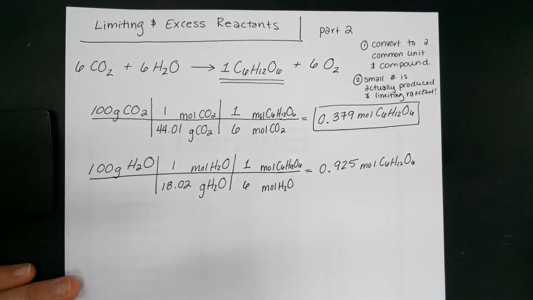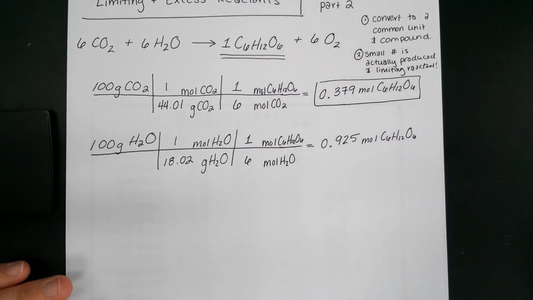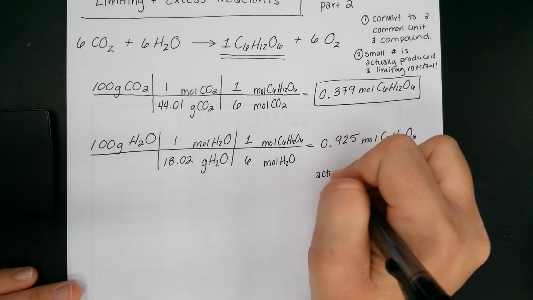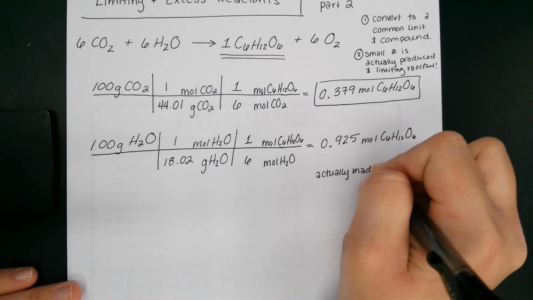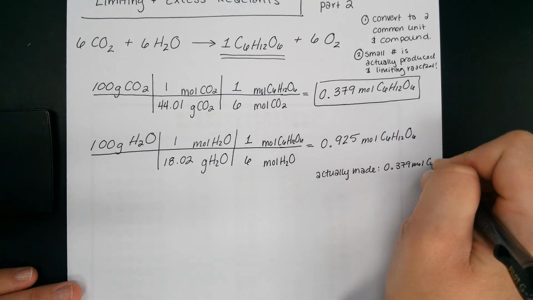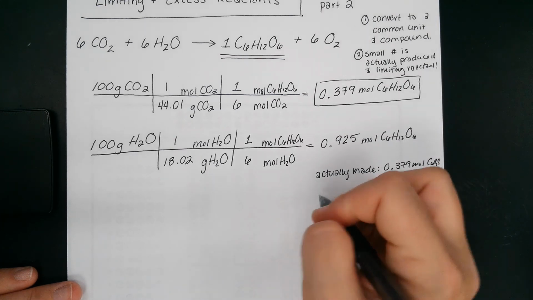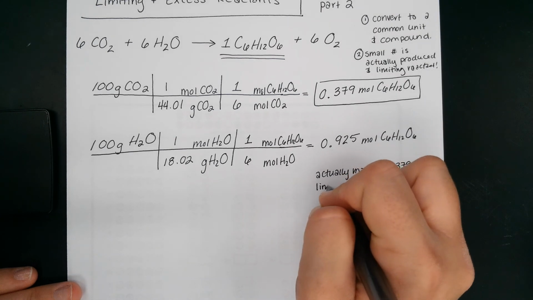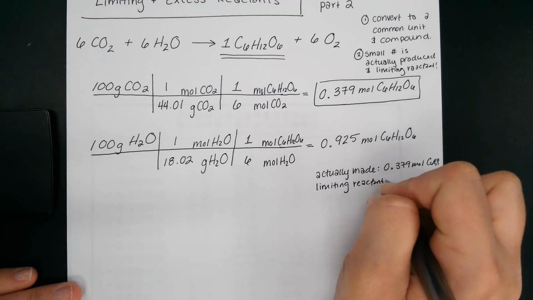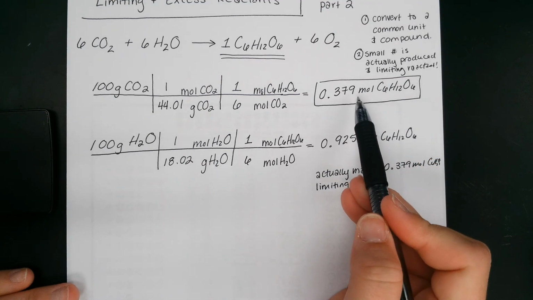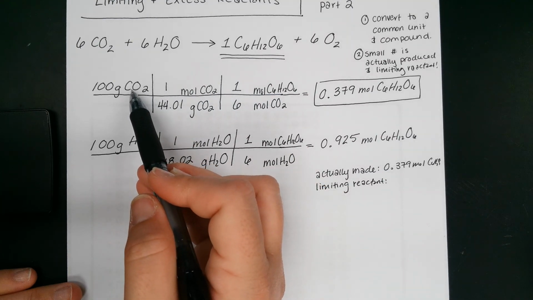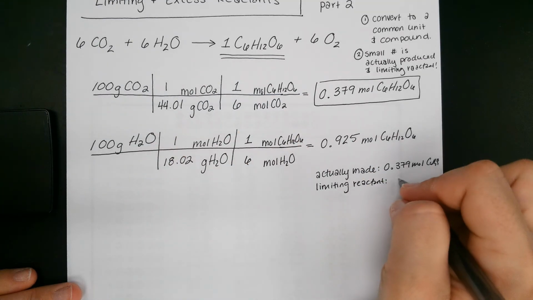A couple questions you should be able to answer: how much glucose is made? What is actually made is 0.379 mole of C6H12O6. Sorry, I ran out of space there. What is the limiting reactant? For that, you see what it came from. We go all the way back to the beginning, and we see that this was based on grams of CO2. So that means CO2 was the limiting reactant.